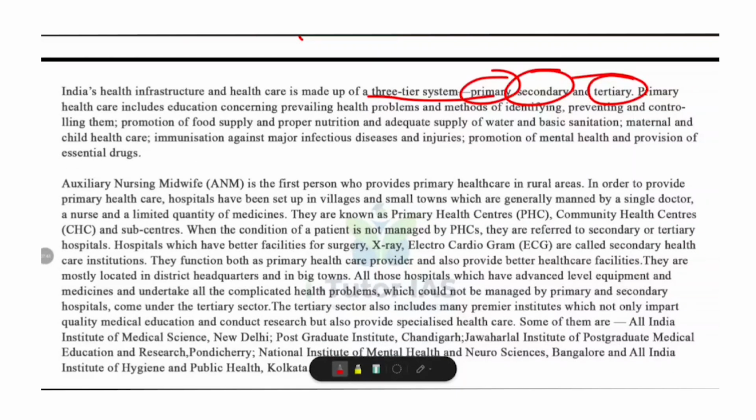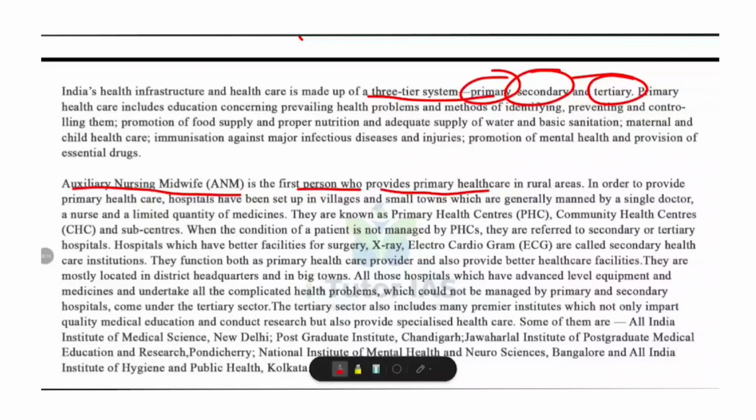Primary health center. What is the objective of primary health center? It provides basic health services and preventive care, and the services included are health education about diseases and prevention, promotion of nutrition, safe food and clean water, maternal and child health care, immunization against major infectious diseases and so on. Auxiliary nursing midwife or ANM, they are the first person who provide primary health care in rural India.